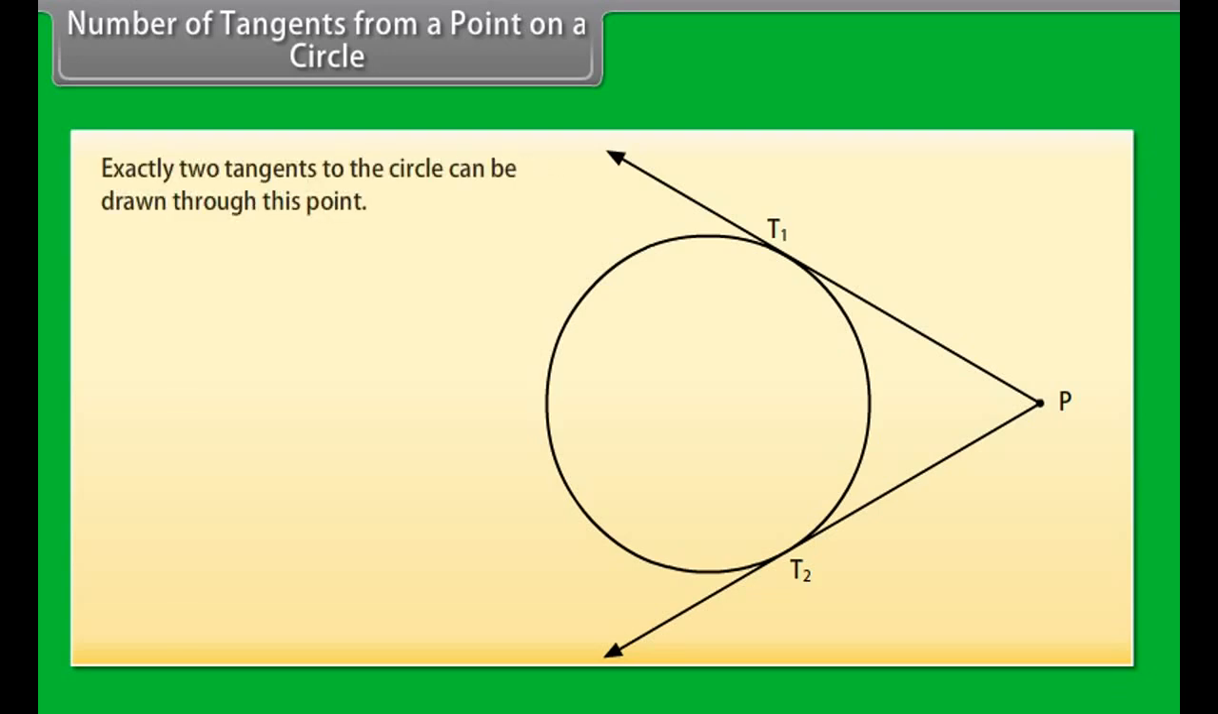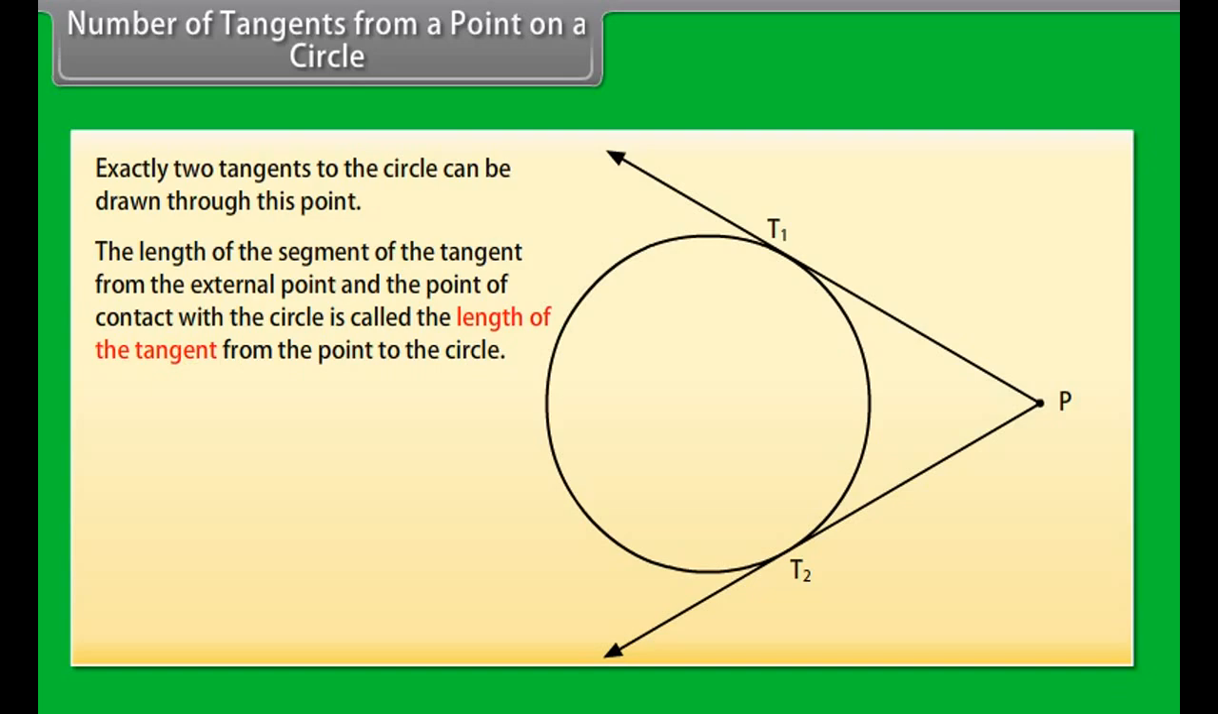We can find that exactly two tangents to the circle can be drawn through this point. The length of the segment of the tangent between the external point and the point of contact with the circle is called the length of the tangent from the point to the circle. Here PT1 and PT2 are the lengths of the tangents from P to the circle. The lengths PT1 and PT2 have a common property which we will learn in the next screen.